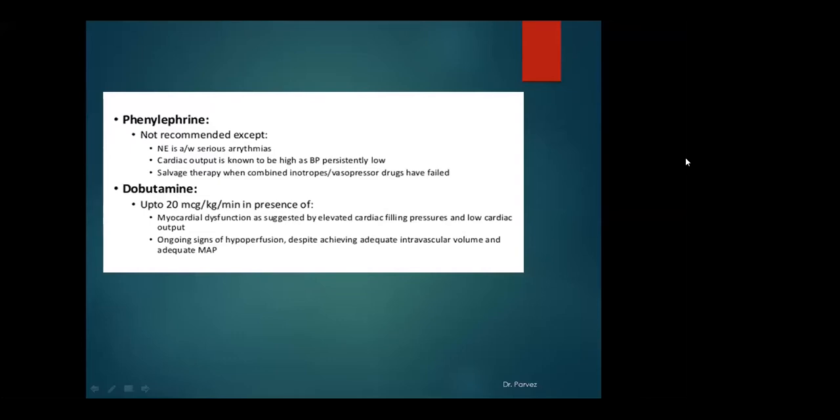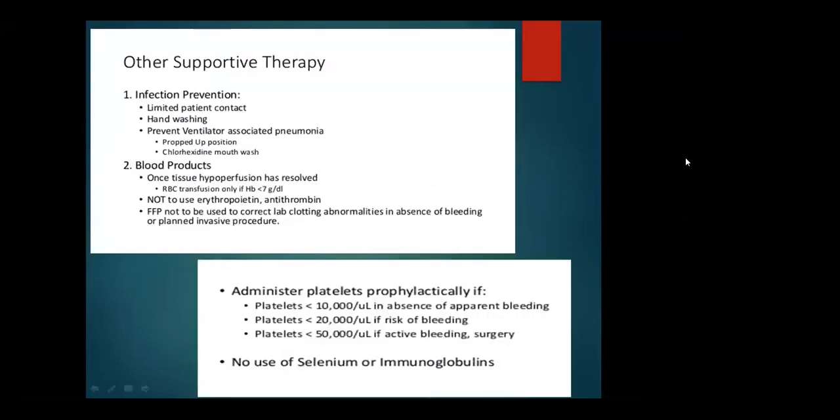As we see, patients with severe COVID are having cardiomyopathy. This drug can be used once elevated cardiac filling pressures are detected, or a low cardiac output, despite giving adequate hydration and epinephrine. The other supportive therapy is to prevent infection, secondary hospital-acquired infection.